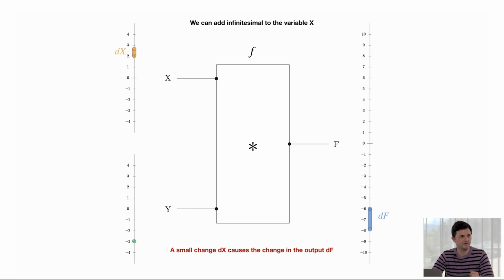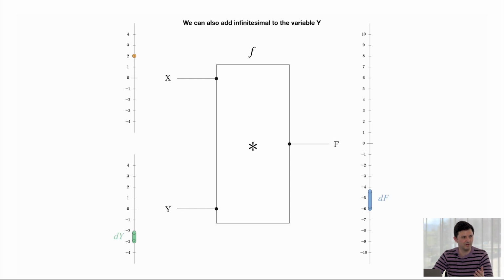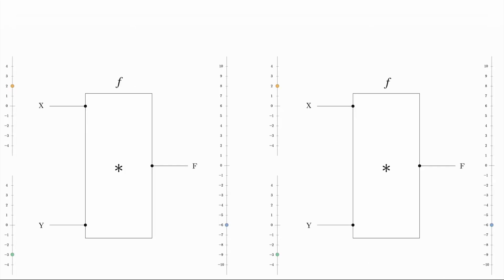But what else can we do? We can also add an infinitesimal to the variable y. So this will be equal to dy. And this dy will then cause the output to change by also an infinitesimal value equal to df, which is the blue value. So the interesting thing is that changing both dx and dy, in this case, changes the df in a certain way. Let's investigate this a little bit closer.